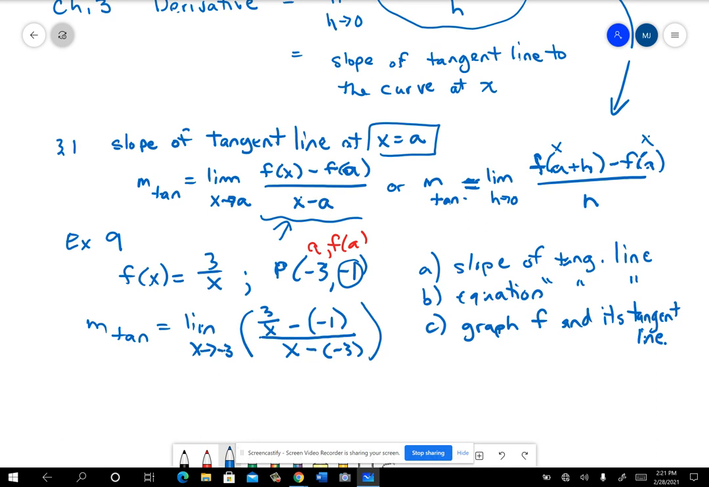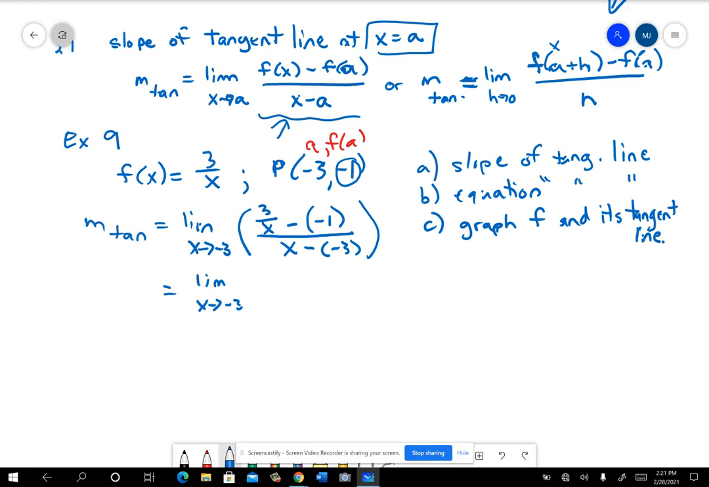Okay. All right, so we're going to go on and just work on the algebra involved here. So we're going to do some simplifying. So that's 3 over x plus 1. The denominator is x plus 3. Now this turns out right here to be a complex fraction.